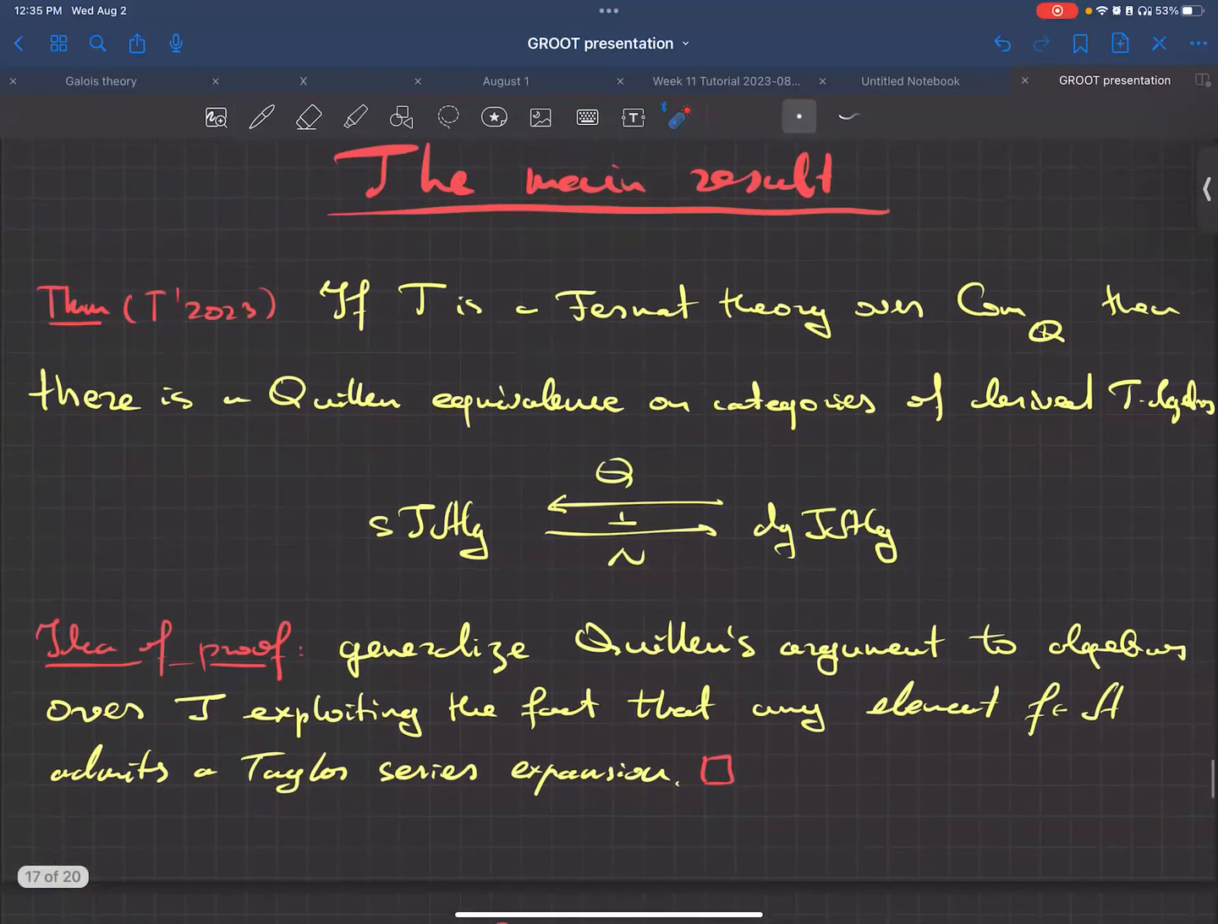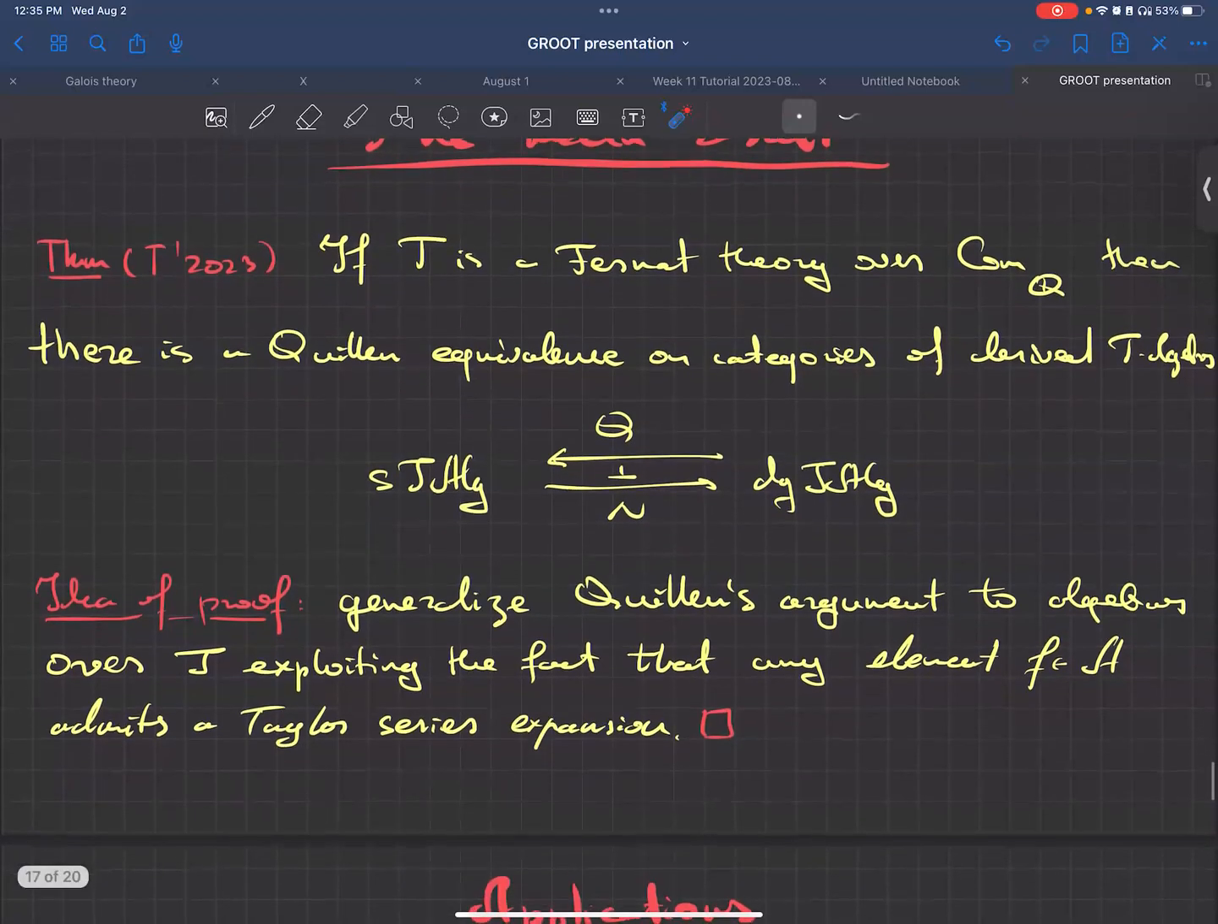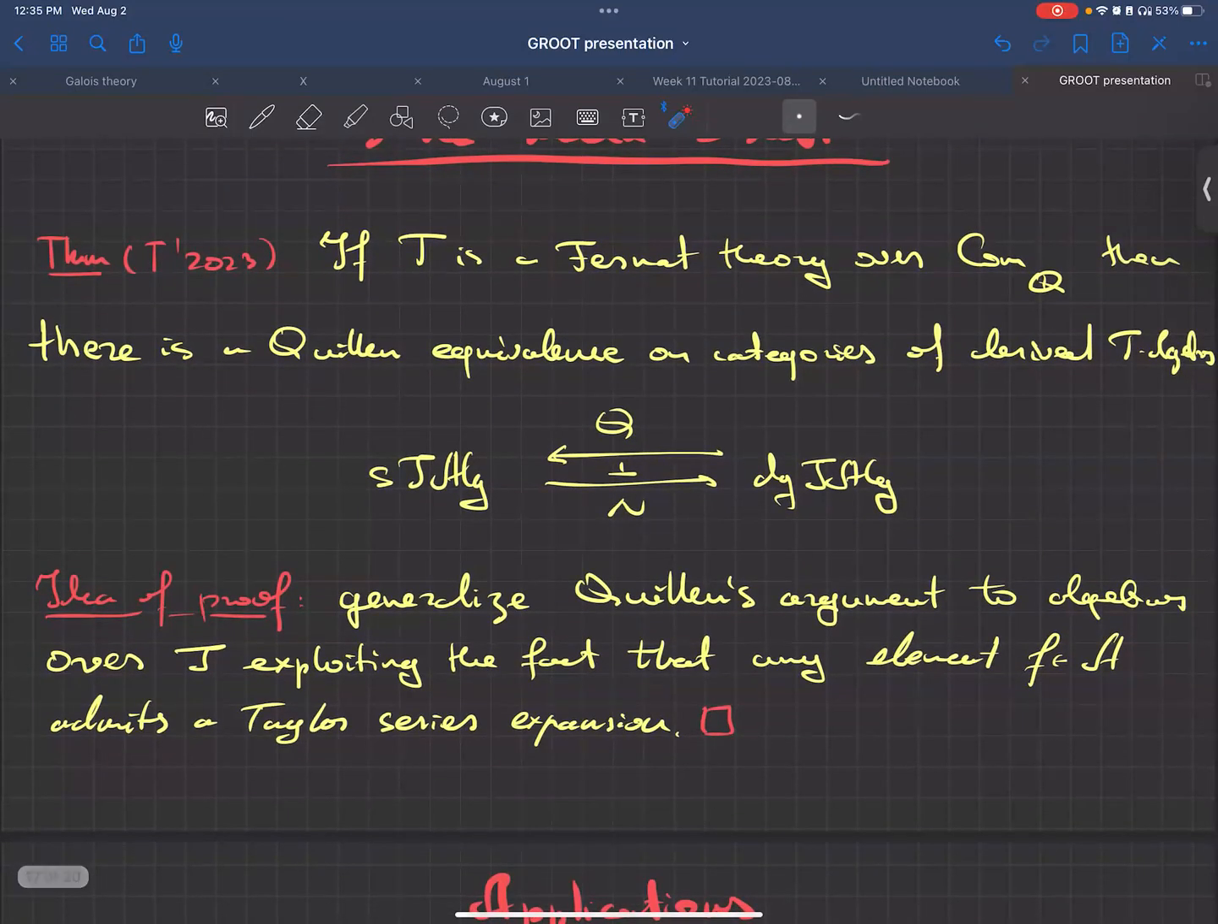And the idea of proof is pretty similar to what Quillen has. So we basically just consider Quillen's argument, and where we need to use some sort of approximation reasoning, we just use our ability to expand each morphism in a T algebra into a Taylor series. And as it turns out, homologically speaking, there is not much difference between polynomial algebras and T algebras. So I guess the idea of proof is to just generalize Quillen's argument to algebras over T, exploiting the fact that any element f in a T algebra admits a Taylor series expansion.